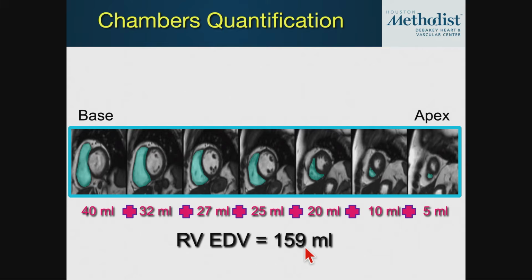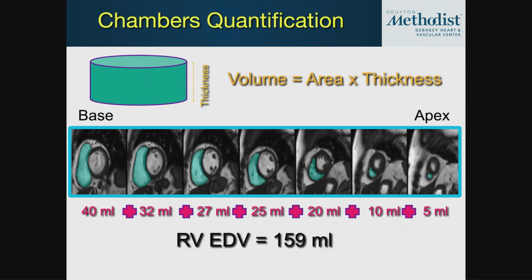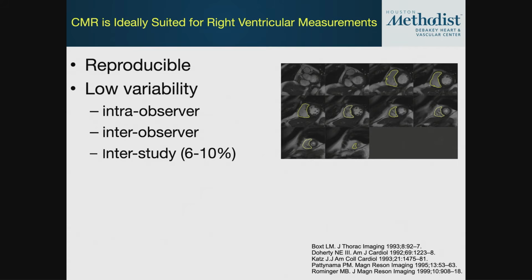So this patient right here, if we went through and did the RV tracings, the planimetry, for every single short axis slice, and generally you're going to have about 6 to 10 short axis slices, depending upon the size of the right ventricle. This person has a right ventricular end diastolic volume of about 159 milliliters. You can do the same thing in systole, and that will give you then the RV end systolic volume.